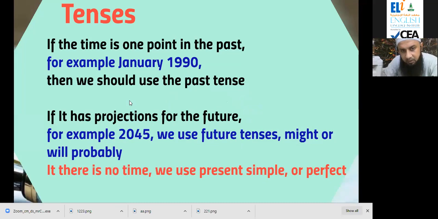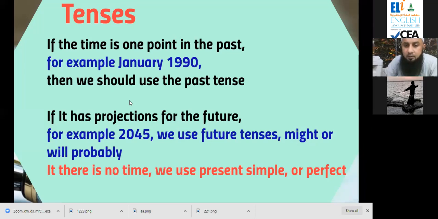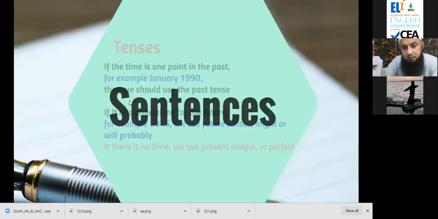Right? For example, January 1990, you write past. Never use future. If it is projections for the future, then you write, for example, 2045, we use future tenses, might, will, probably, possibly. If there is no time, we use the present simple or present perfect. If there is no time specific for the future, use them.